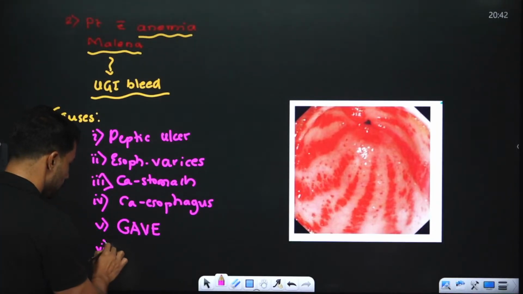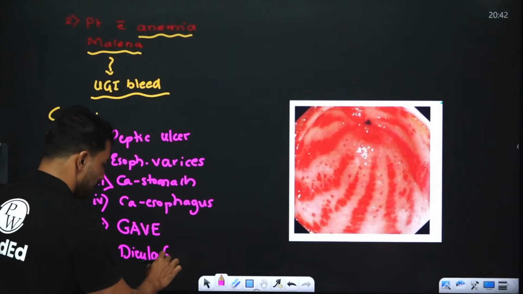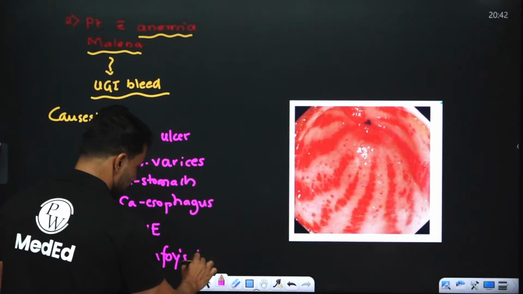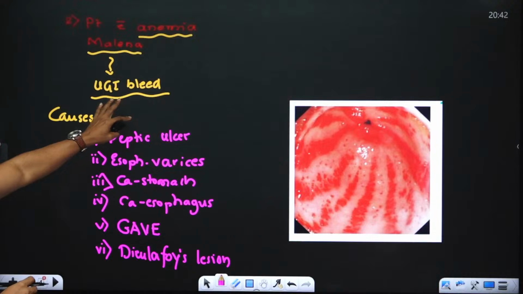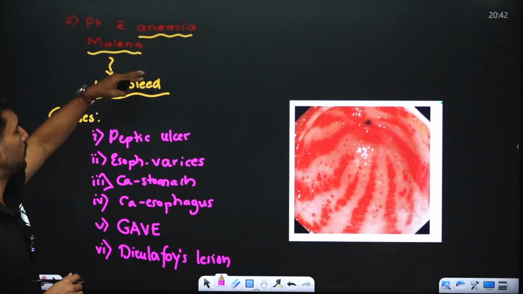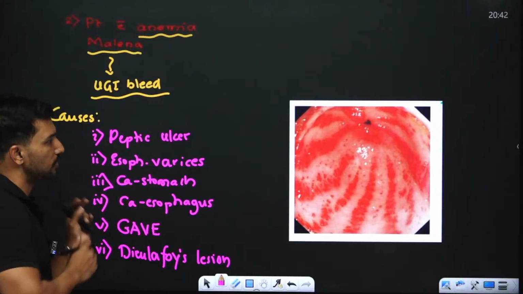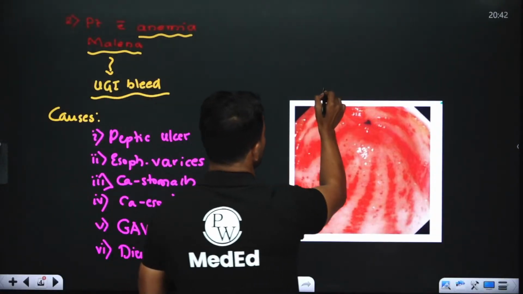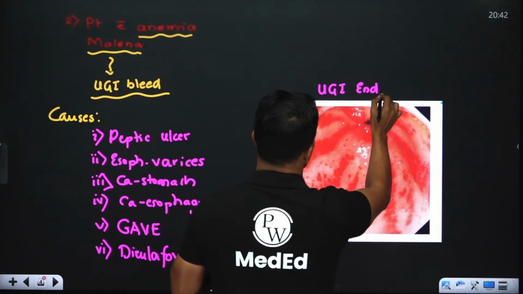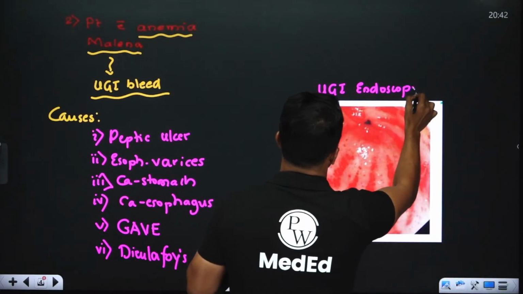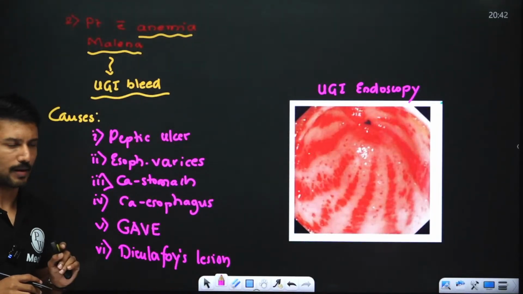Then there is one more condition called as Dieulafoy's lesion. Correct me if my spelling is wrong. So these are all possible causes where you can have an upper GI bleed. Maybe this patient has developed anemia because of this ongoing upper GI bleed. These are the possibilities, and there is an endoscopy image, right? Upper GI endoscopy image given, and from the image now I have to identify which of these possibilities can explain this image finding. Okay.